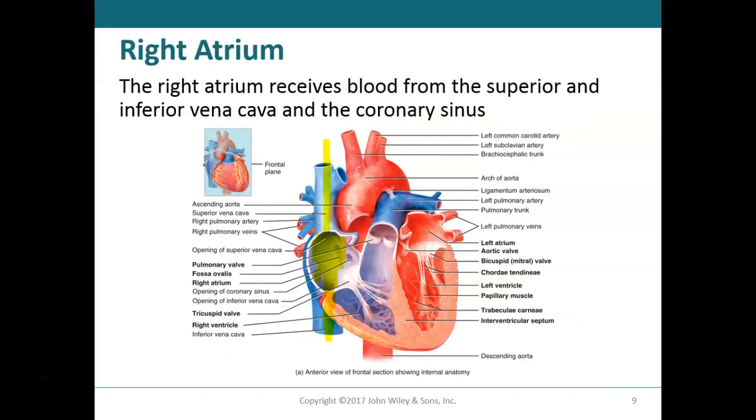So the right atrium forms the right upper part of the heart, and it receives blood through three veins: the superior vena cava, the inferior vena cava. Now both of these vessels are going to be returning deoxygenated blood from areas below and above the heart. So the superior vena cava brings deoxygenated blood back to the right atrium from areas above the heart. The inferior vena cava brings deoxygenated blood back to the right atrium from areas below the heart.